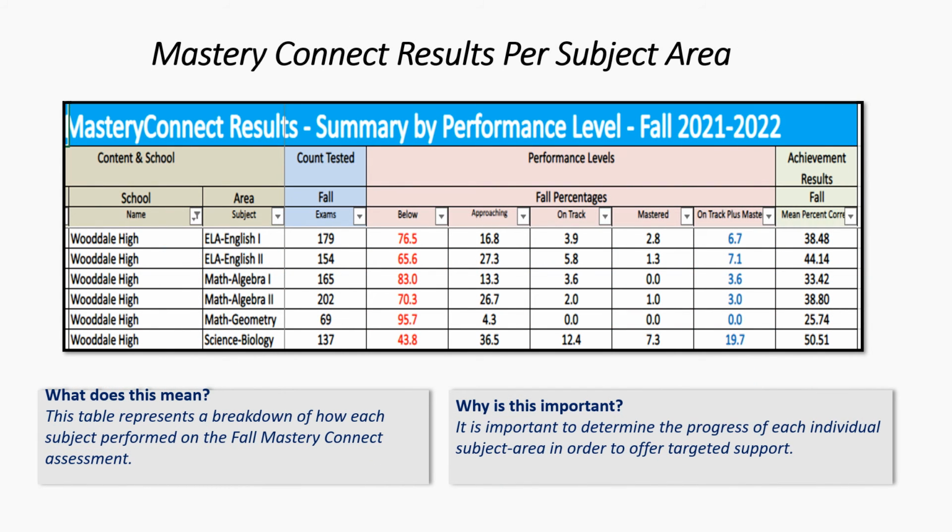Mastery Connect results per subject area. What does this mean? This table represents a breakdown of how each subject performed on the Fall Mastery Connect assessment. Why is this important? It is important to determine the progress of each individual subject area in order to offer targeted support.